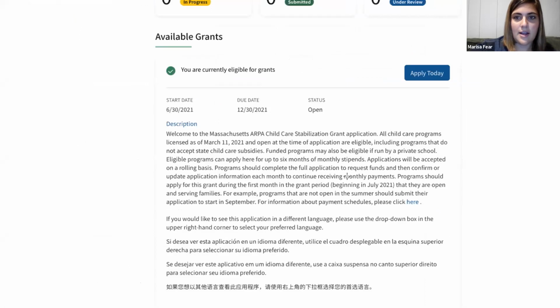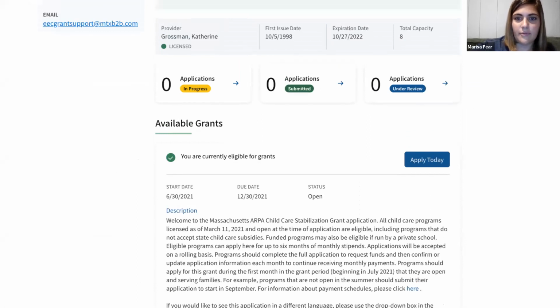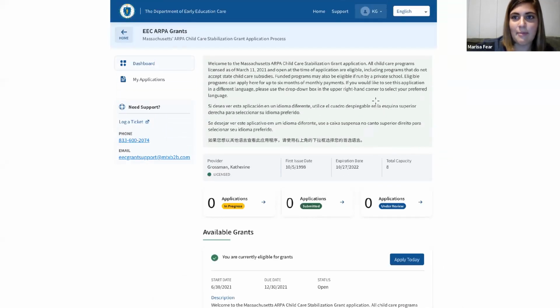All right. First thing I wanted to point out is that at the very top of this application is where you can select the language of your preference. So the top right-hand corner is where you can choose if you would like to read the rest of the application in English, Spanish, Portuguese, or Mandarin. So that's over here at the top right-hand side. This is on the dashboard. So this is before you go into each application.